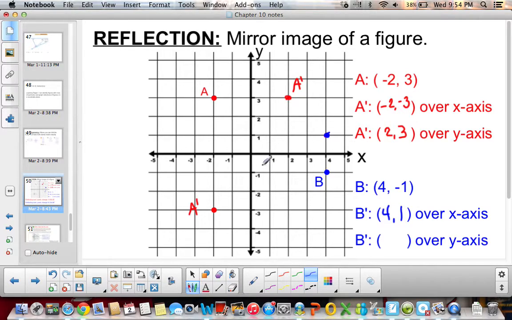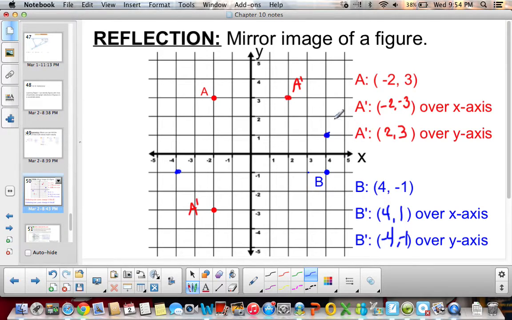And then if I go over the y-axis, I have to go 1, 2, 3, 4. And I count the axis, so it takes me 4 steps to get there. So I go 1, 2, 3, 4 more to get there, and we have -4, -1.